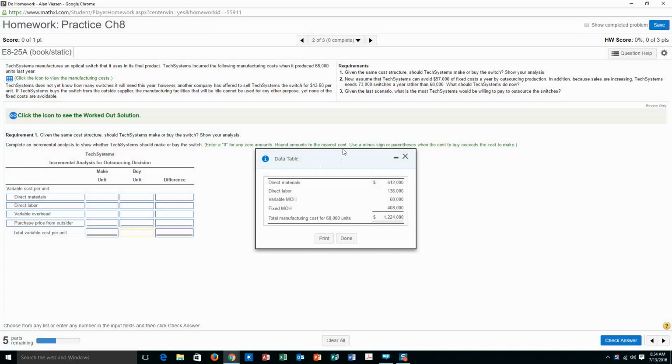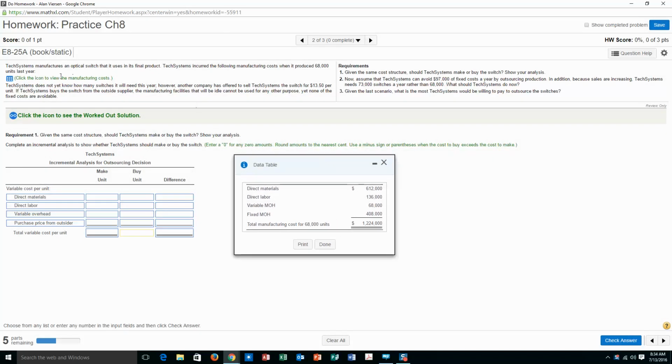I'll put up the data for the information. It says Tech Systems manufactures an optical switch that it uses in its final product. Tech Systems incurred the following manufacturing costs when it produced 68,000 units last year. So here's the cost for 68,000. Tech Systems does not yet know how many switches it will need this year. However, another company has offered to sell Tech Systems the switch for $13 per unit. If Tech Systems buys the switch from the outside supplier, the manufacturing facilities will be idle, cannot be used for any other purposes, and none of the fixed costs are avoidable.